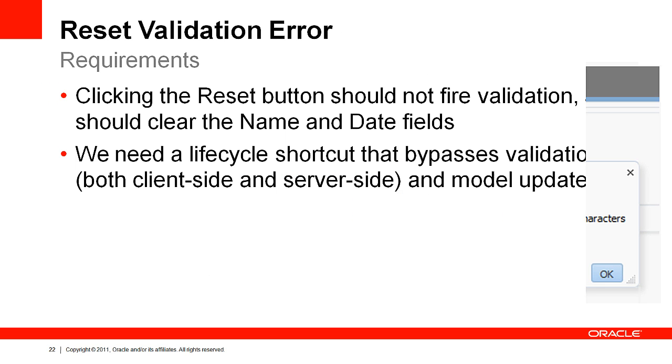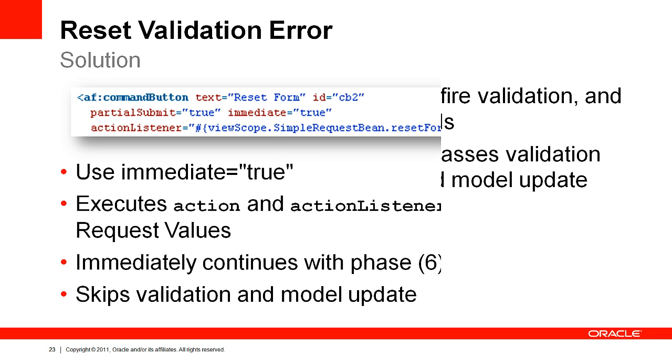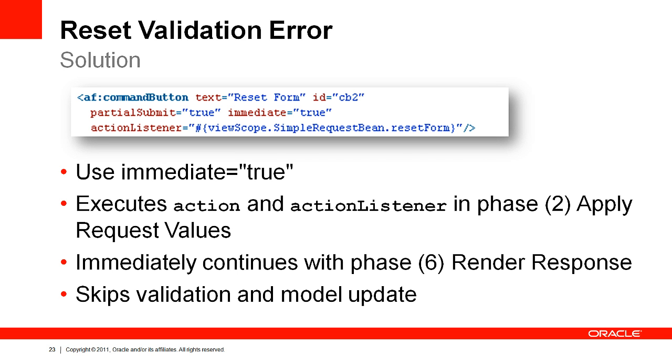However, our requirement was to click the reset button and not to fire validation, and then to clear the name and date fields, which basically means we need a lifecycle shortcut that bypasses validation, and we have to do it with ADF Faces on the client side and on the server side, and also bypass model update so that the user provided data doesn't end up in our persistent layer. The solution: immediate equals true.